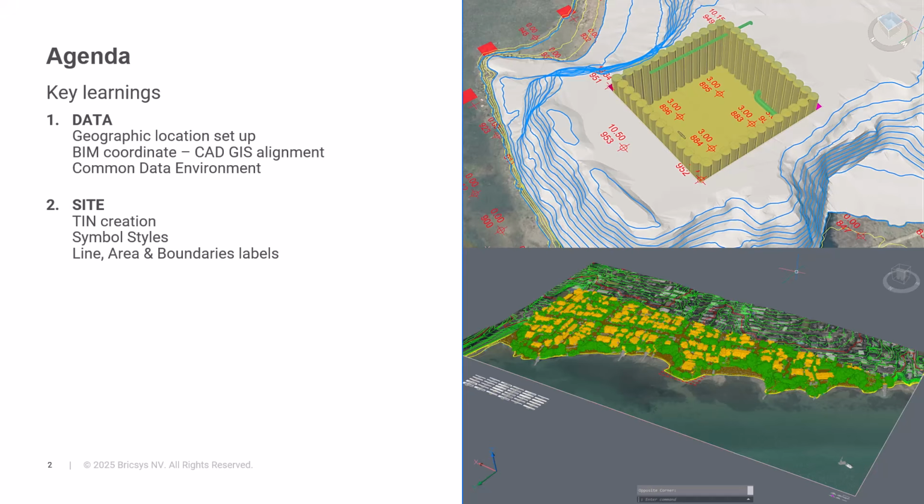We'll then move on to SiteWorks. So we'll look at how to create tin surfaces from various sources. We'll work with some of the symbol styles that are in BricsCAD Pro. And then we'll look at some of the annotation tools for line, area, and boundary labels.